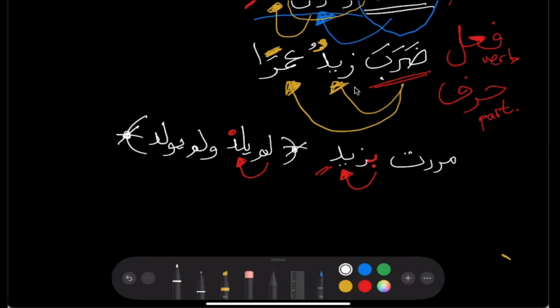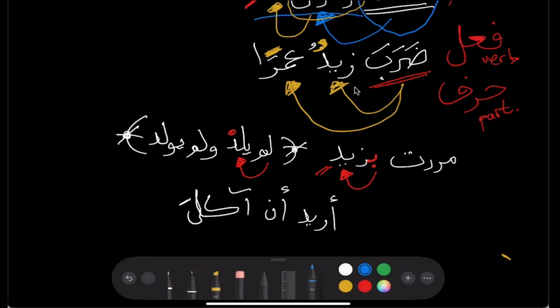You say uridu an akul. Uridu an akul. I want to eat. So this an that I'm translating as to, uridu an akula. This an is influencing this word. Uridu an akula. I want to eat. So now you see that a harf has the power sometimes to put a word into a state of jar, or into a state of jazm, or into a state of nasb.